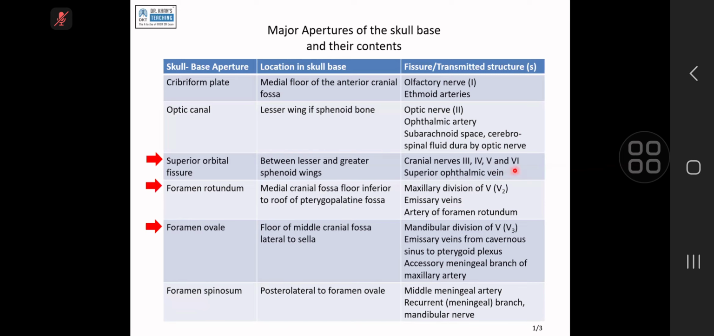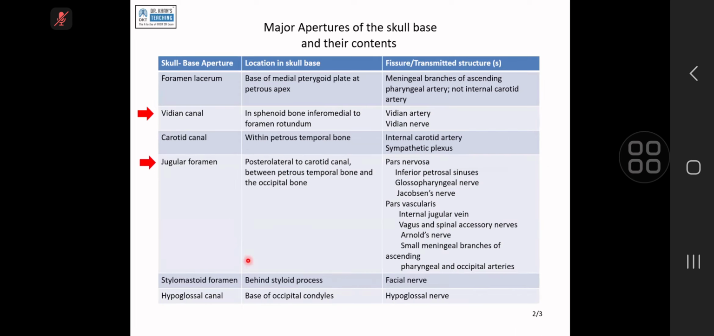Foramen rotundum: V2. Foramen ovale: V3, the mandibular division. Spinosum, of course, is the middle meningeal artery. Now, this becomes an exam type of scenario: Vidian canal and jugular foramen. Vidian canal is important because it is visible on imaging, and I'll show you. In the exam, they will ask you, where relevant, that the Vidian artery and Vidian nerve pass through it. Jugular foramen, we covered, is where 9, 10, then 11 pass through.